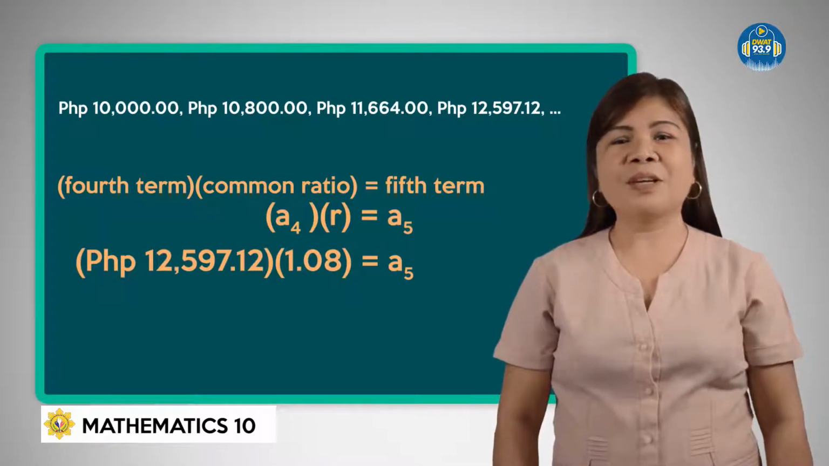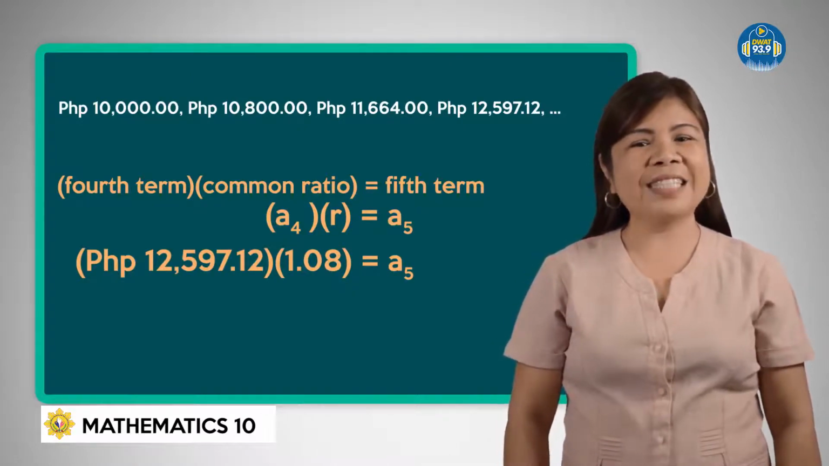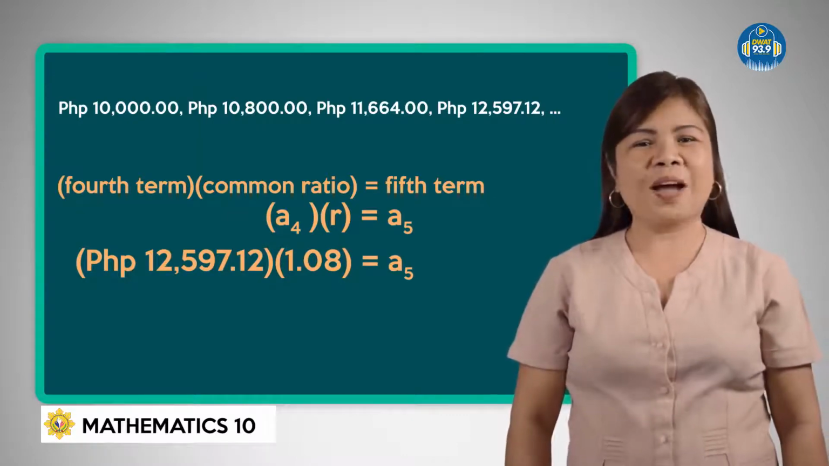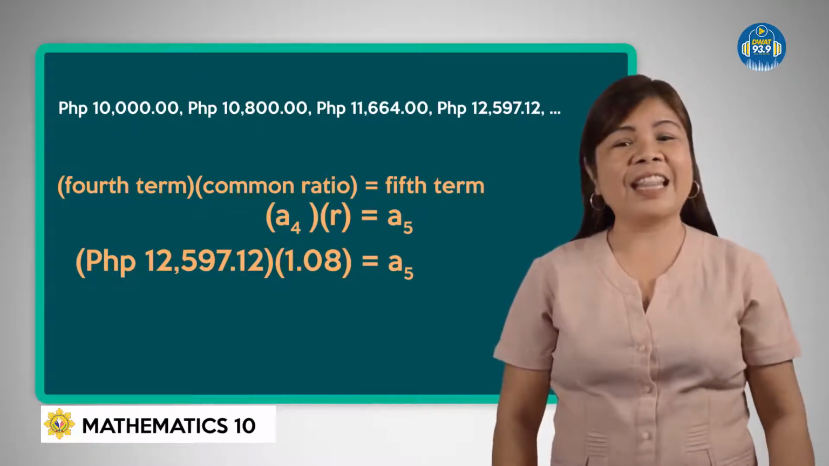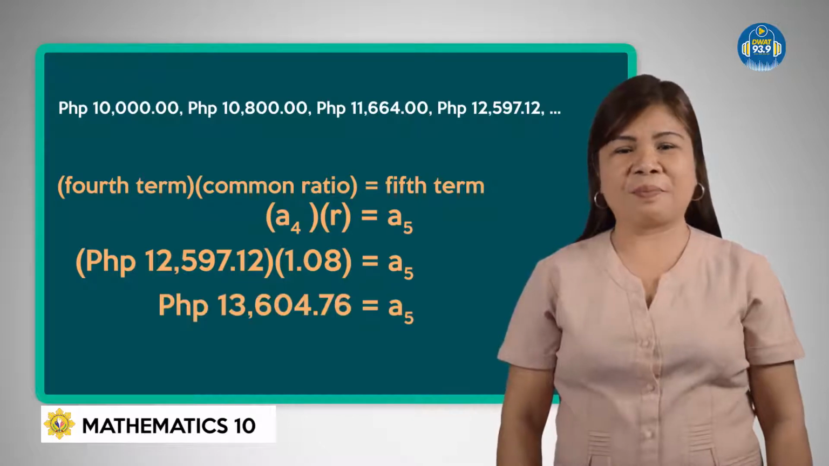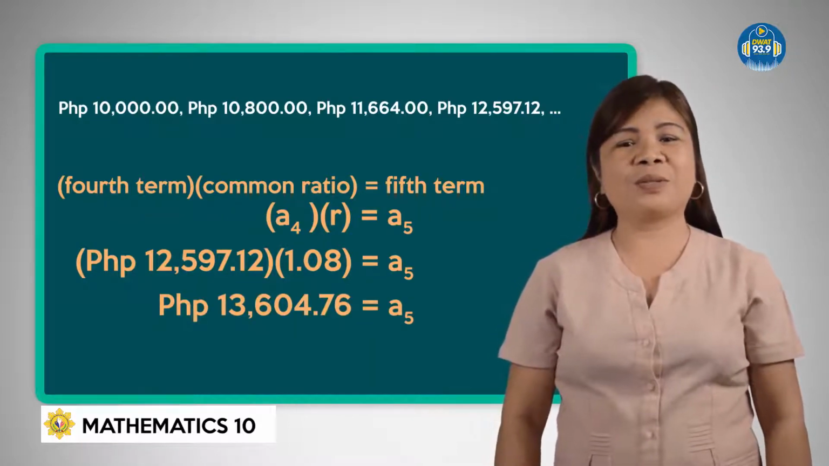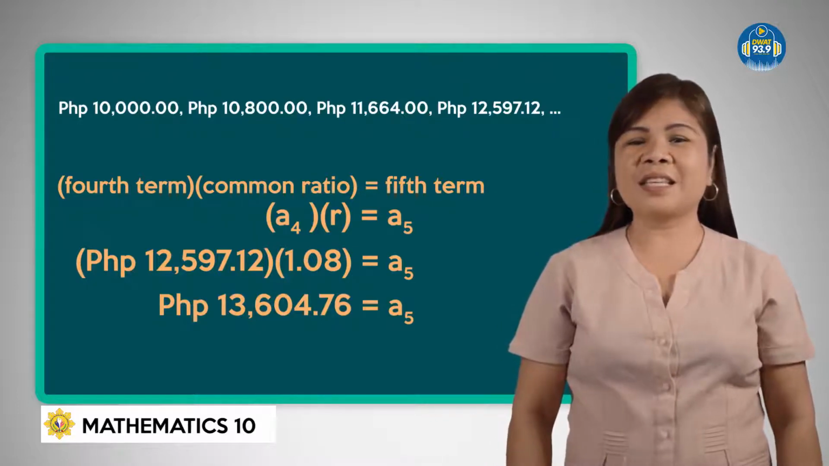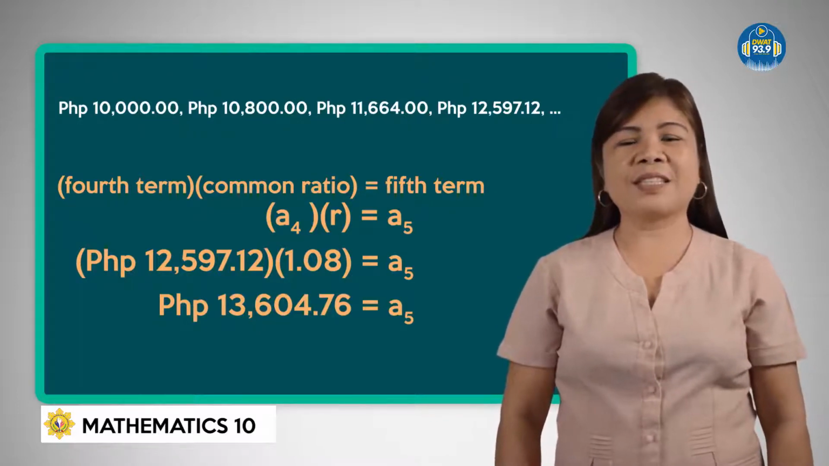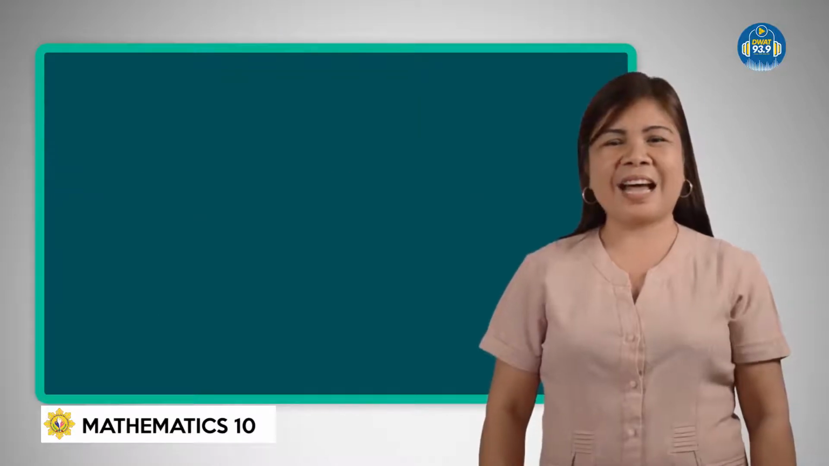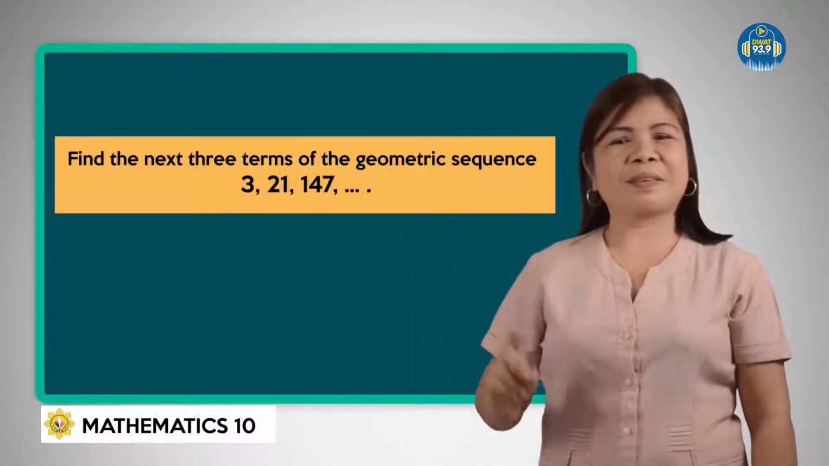So we have 12,597.12 pesos times 1.08, and that is our A sub 5. Therefore, A sub 5 is equal to 13,604.76 pesos. Let's have this activity.